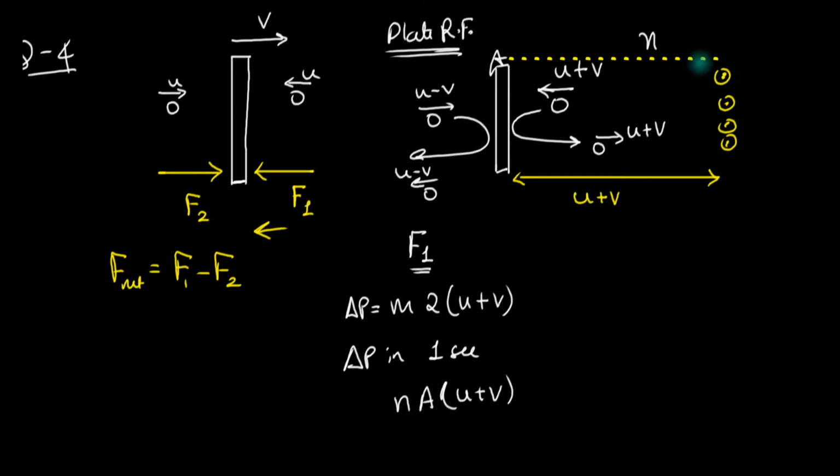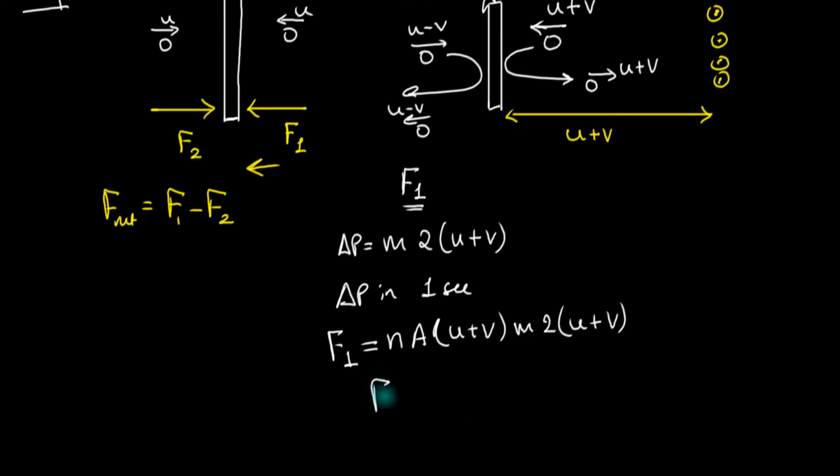You understand this? This is the total number of particles present. n is the number of particles per meter cube, and this is the volume, and so this is the total number of particles. But I know that each particle gives me this much, so I have to multiply this to get the total change in momentum in 1 second, but that is the net force. Change in momentum in 1 second, Newton's second law. So the net force over here is going to be proportional. Do I need to know the exact value? No, because it's proportionality. So it's proportional to, we can get rid of A, n, m, and 2, it's proportional to u plus v the whole square.